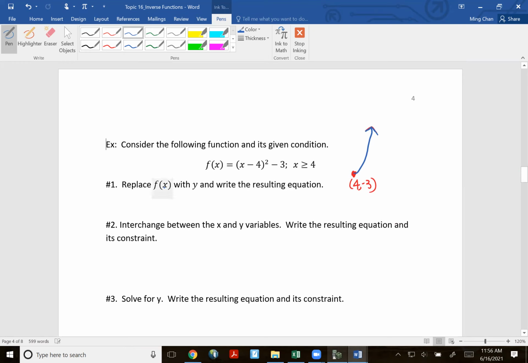All right, replace f of x with y and write the resulting equation. So I'm gonna replace f of x with y. And I'm gonna purposely write this because I do want you to write them. The condition, write the condition. The condition is the key. Why this thing gonna become an inverse function. Step number 2, interchange between the x and y variable.